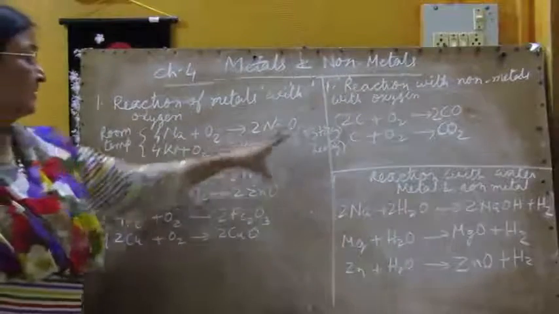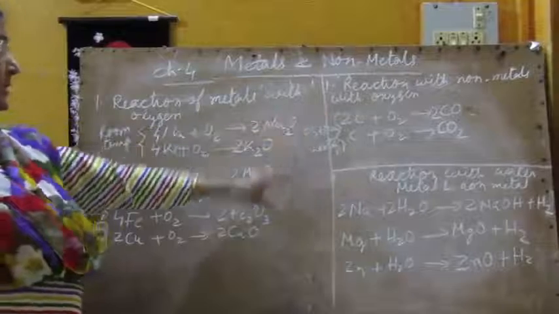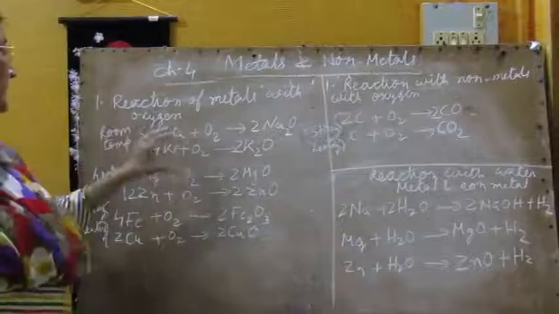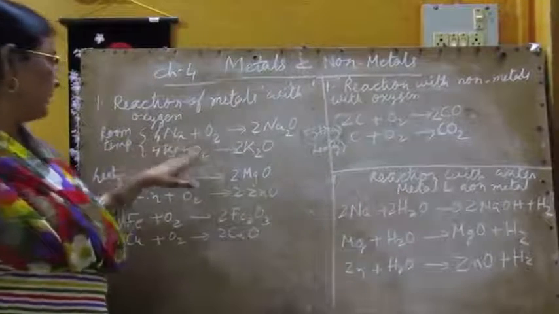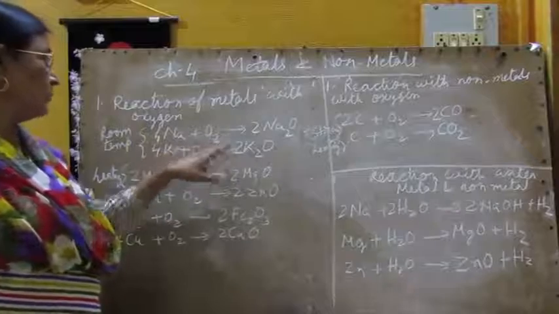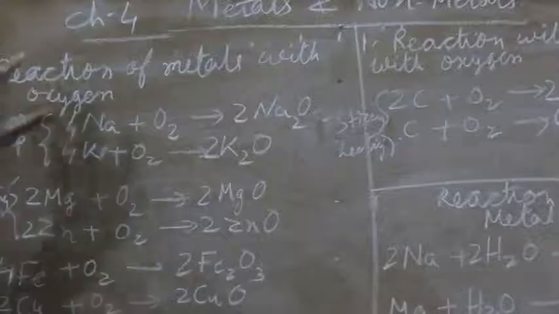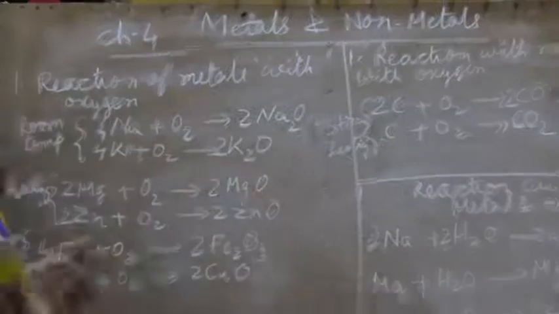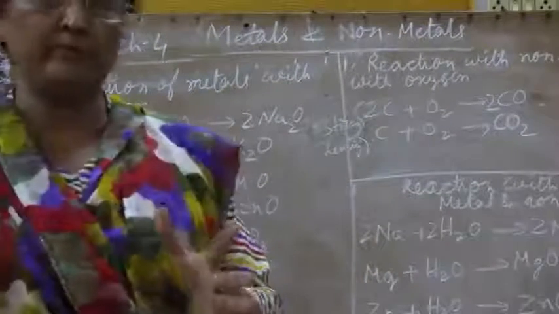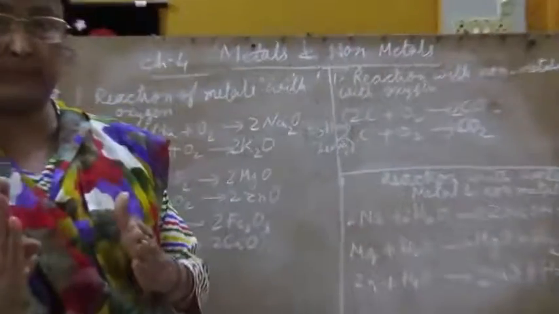To cut short the time, I have written it here. This is Na sodium, K potassium, O oxygen, O2. Then this is sodium oxide, this is potassium oxide. So what happened? Sodium and potassium are very, very reactive metals.